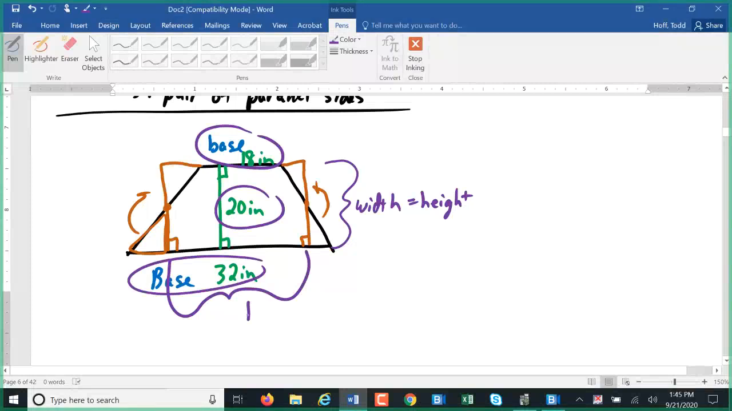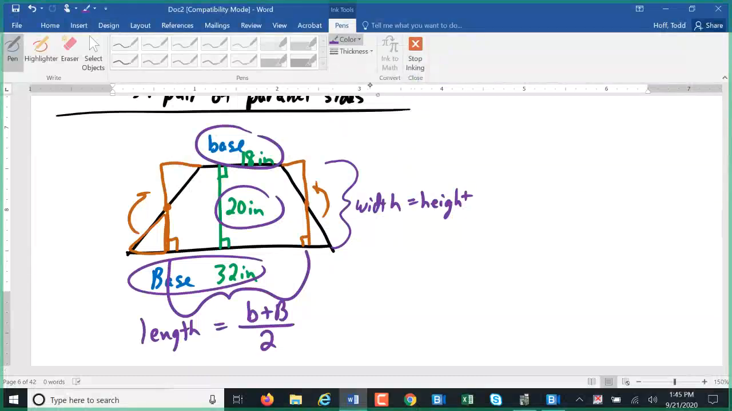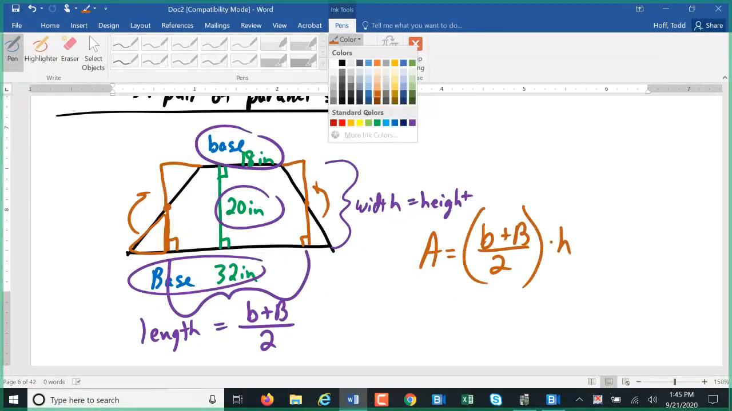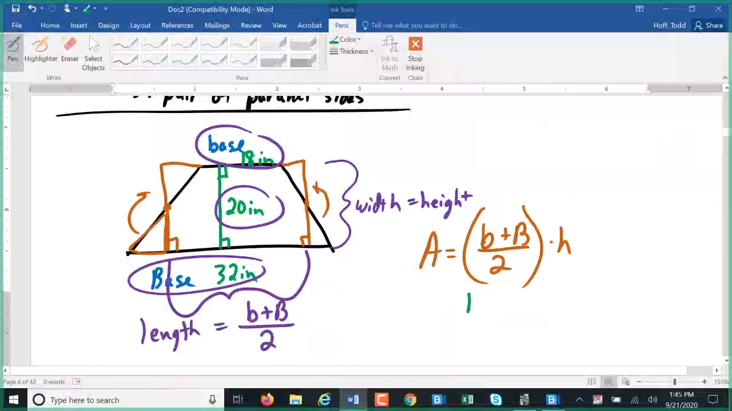How do we find what's halfway in between? We average the bases together. So the length of our rectangle is the average of the two bases. You add them together and divide by 2. The area for a trapezoid is the average of the bases times the height. So for this trapezoid, it'd be 18 plus 32 divided by 2 times that height of 20.